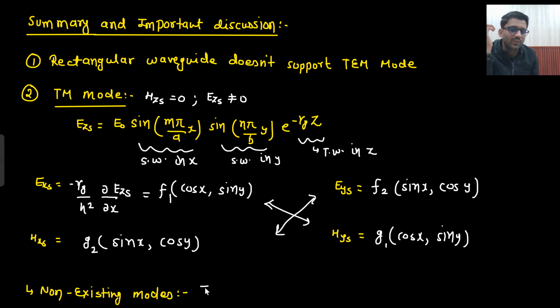And in TM mode, what are the non-existing modes? TM00. You can never put your TM equal to 0. So TM0n is also non-existing and TMm0 is also non-existing. Okay. If you remember these things, then mostly you will be able to solve the problems.